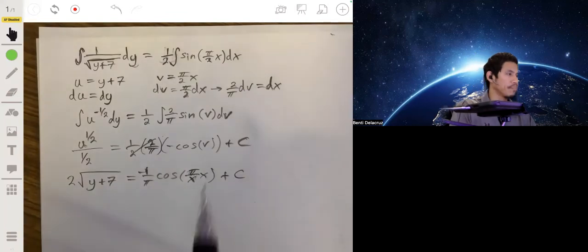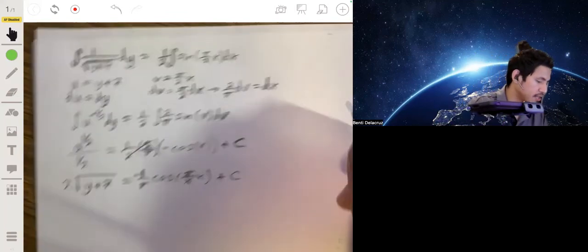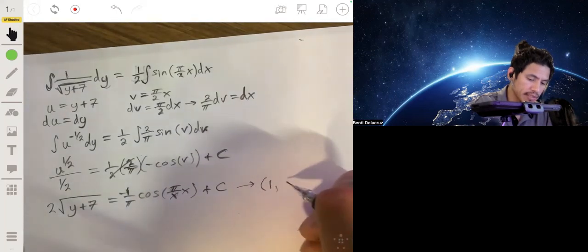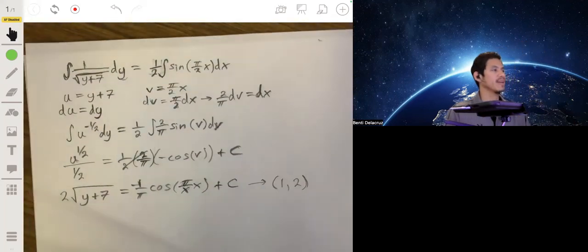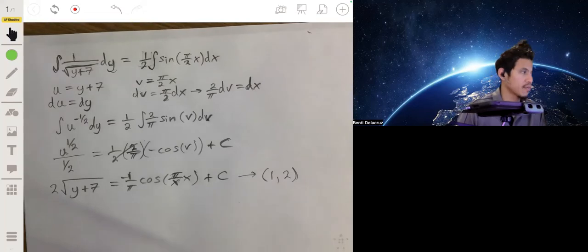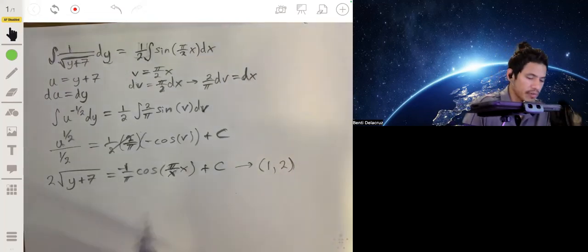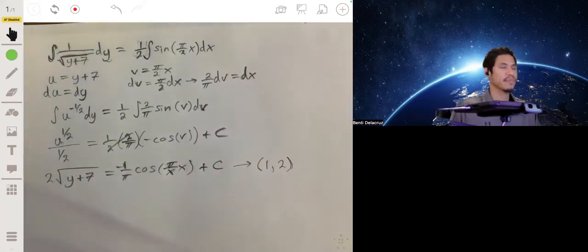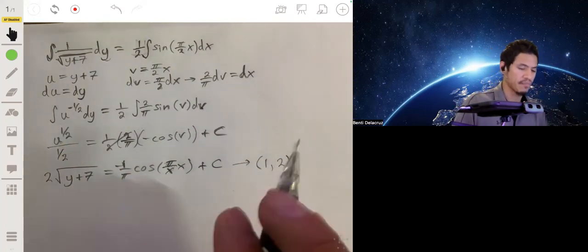Okay, now we're given the initial condition 1, 2. So this is saying that when x is 1, y is 2. We can plug it in here, or you can plug it in later. It doesn't really matter, it just depends on what you feel more comfortable with. So I'm just going to isolate y first. Well, actually, let me plug it in here so we can make sense of this both ways.